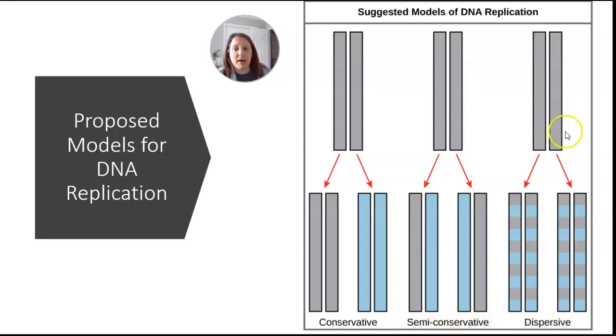Lastly, the dispersive model. Again, here's our original DNA shown in gray, and the dispersive model says that there's a mix of old and new DNA in both strands as the result. Okay, so old and new DNA is dispersed within the 2 strands of the molecule. And so this was tested.